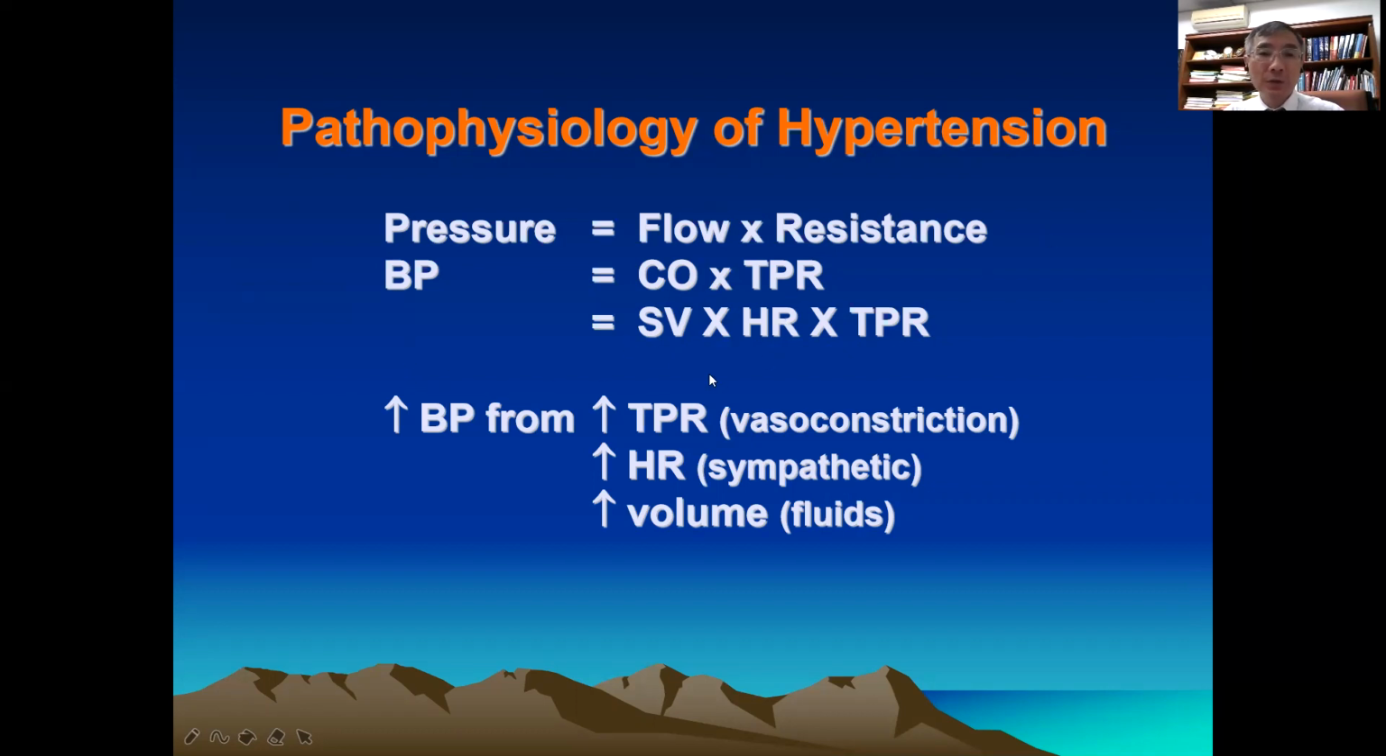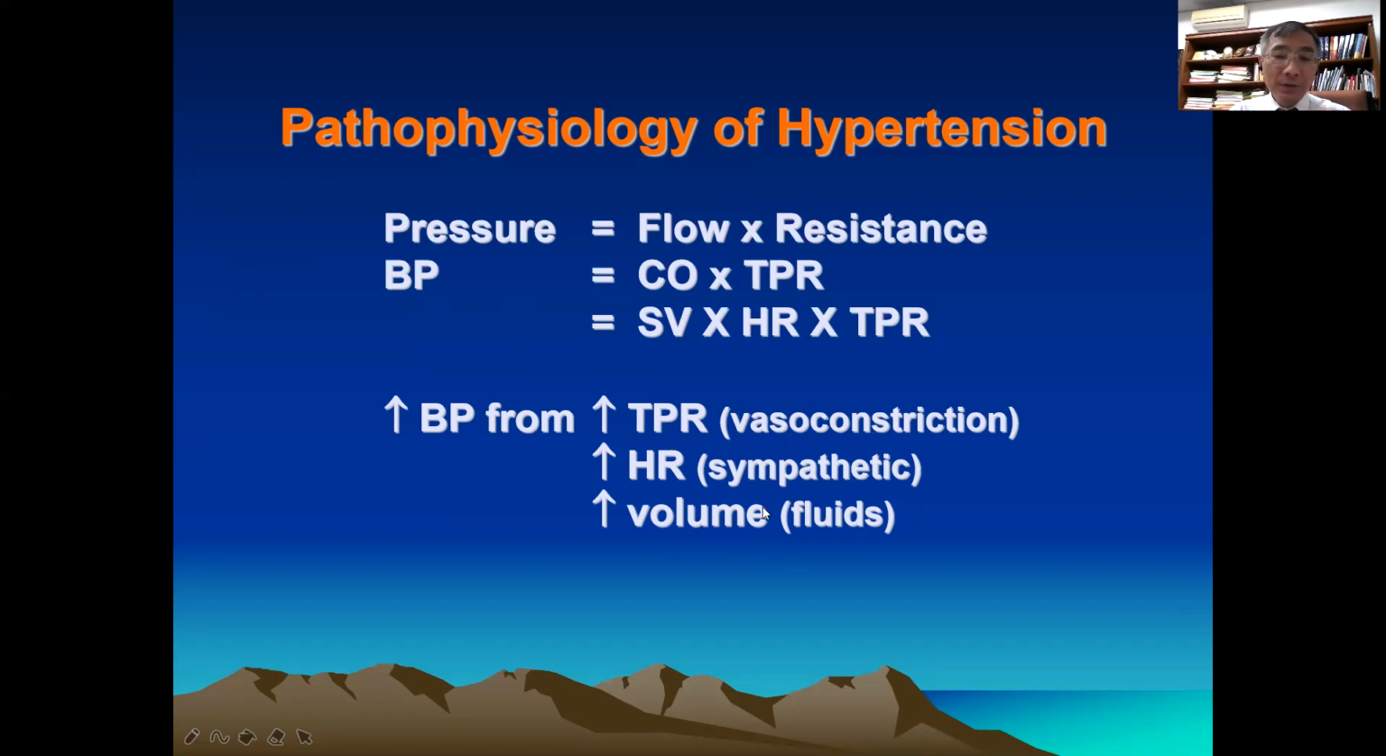So stroke volume times heart rate times resistance is the blood pressure. Once we see this equation, it is quite easy to see what elevates the blood pressure. Anything that elevates the resistance, anything that increases vasoconstriction will increase the blood pressure. Anything that increases the heart rate, the sympathetic nervous system, will increase the blood pressure. And anything that causes volume increase, fluid retention, will increase the stroke volume and therefore the blood pressure. So it is easy to understand from the principle of physics why elevated blood pressure occurs.